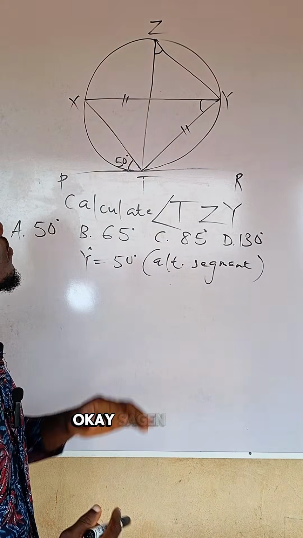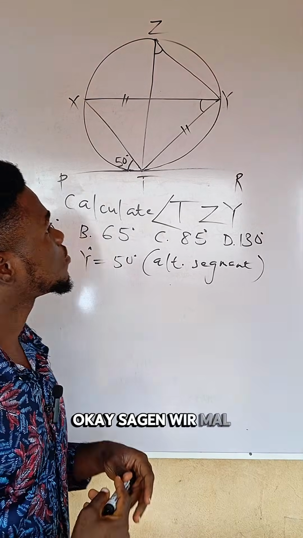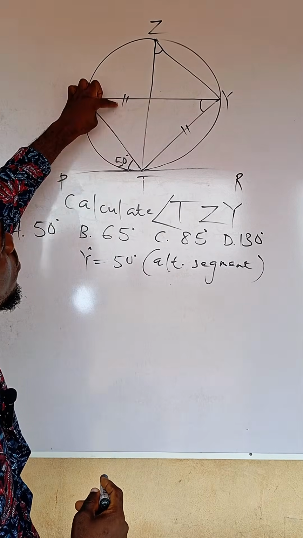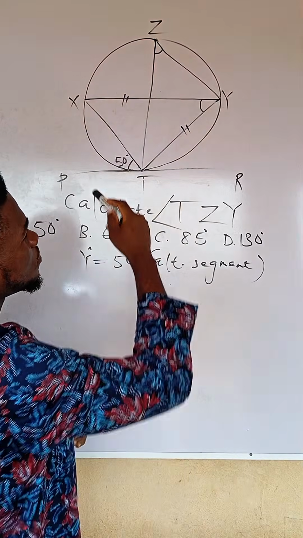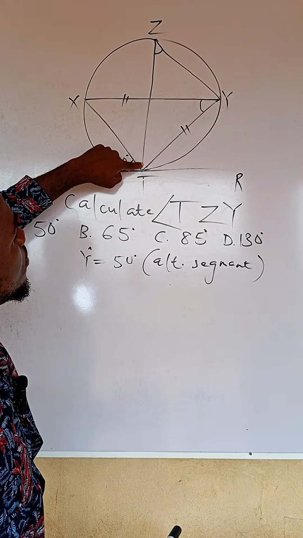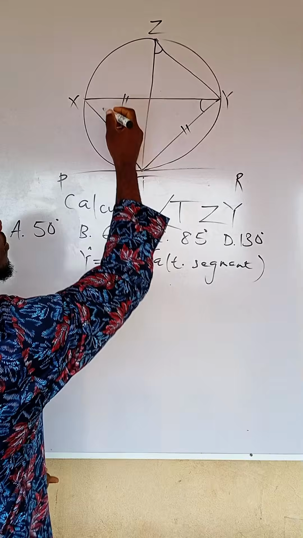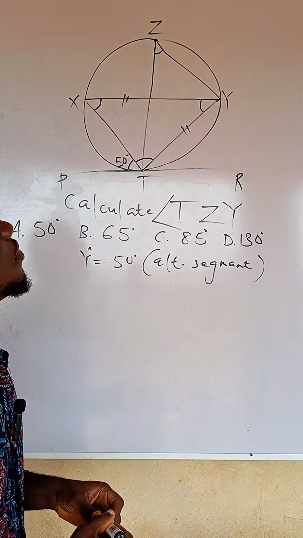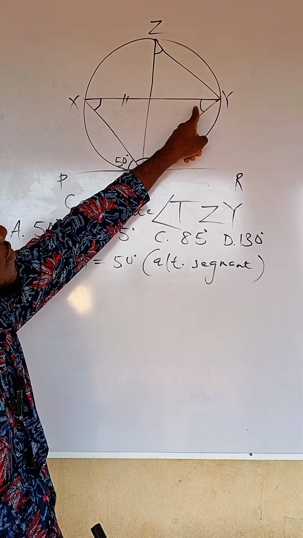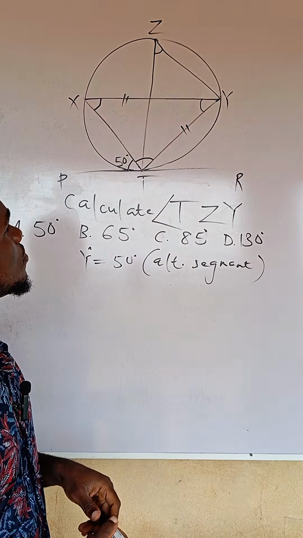Okay. So having known that, we'll now go to the next one. Now these two strokes here are showing you that this is an isosceles triangle. So the angle here and the angle here are equal. So that means whatever angle is here is going to be the same value as the angle here. Now we know that here is 50 degrees from the alternate segments theorem.